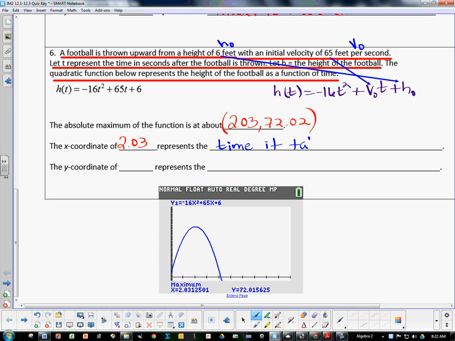Time it takes for the football to reach its maximum height. I'll just leave it at max, running out of space there. How about the y coordinate, this 72.02? What do you think that represents? The height, that's the maximum height, and we would try to be as specific as possible. If this were a test or quiz, I would like to use units up there. So this 72.02, this would represent the maximum height in feet in this one, yeah.